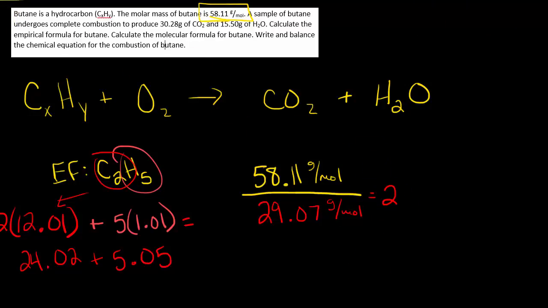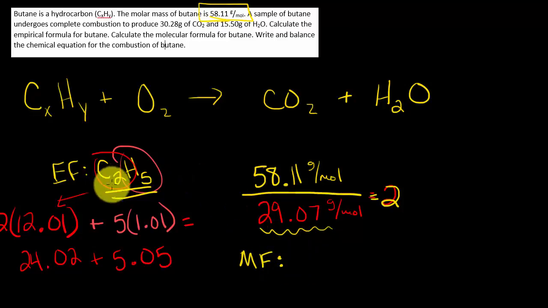And the reason we're allowed to kind of fudge those numbers and just call it 2 is because we've done a lot of rounding since we started this problem. And so it's likely that these masses are off just a little bit. But basically, the molecular formula is twice the empirical formula. So our molecular formula, we'll just write that down here. Our molecular formula is twice the empirical.